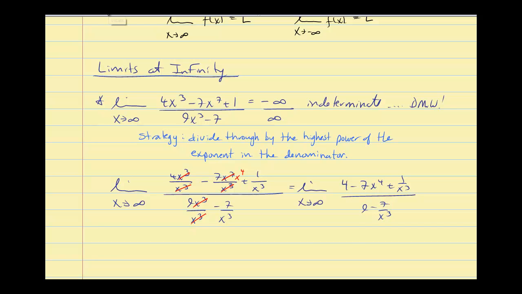Now let's go ahead and try and take that limit again. If I take my limit of 7 over x cubed, the 7 in the numerator is fixed. The denominator is increasing without bounds, so this piece goes to 0. 1 over x cubed will go to 0. And let's see what we're left with. The limit of a constant is a constant. Now, as x goes toward infinity, x to the 4th goes toward infinity, and I have over 9 here. So I have 4 minus infinity over 9, which is minus infinity. So the limit does not exist.